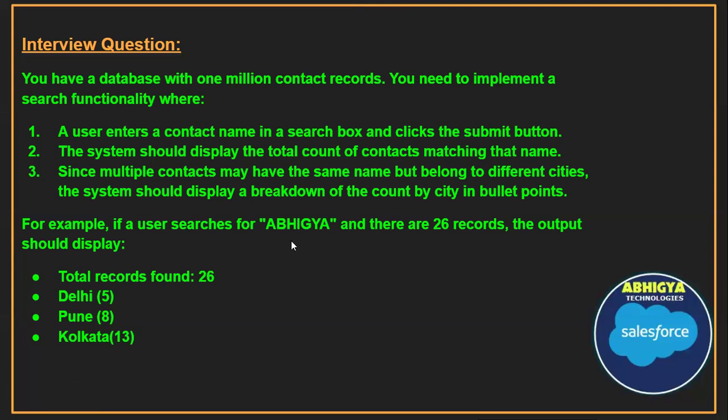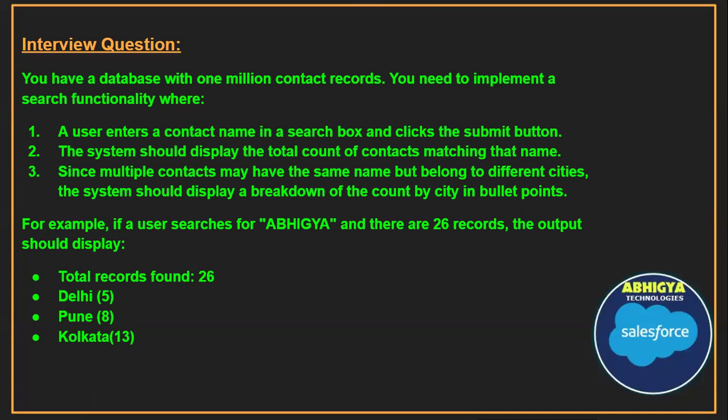For example, a user searches for Abhigya and finds 26 records. The output should be displayed like this: in Delhi 5 records matched, in Pune 8 matched, and in Kolkata 13 matched. So like this we have to display. This is the interview question.